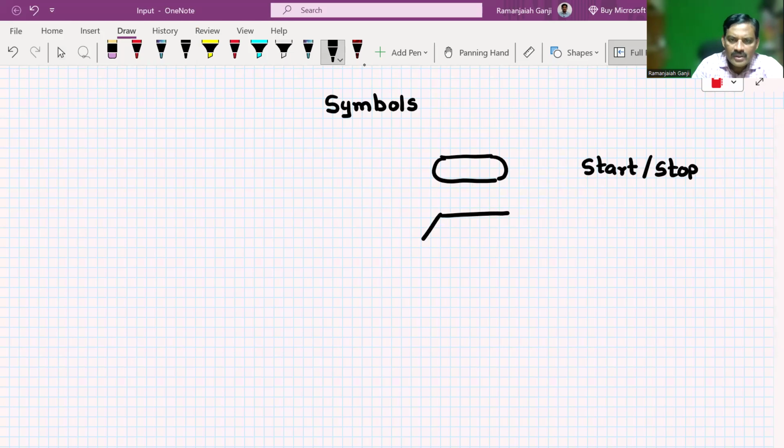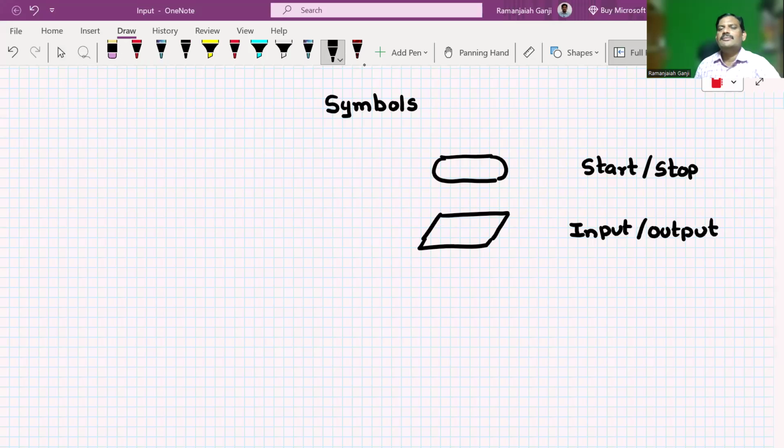Parallelogram can be used for either reading input or presenting output. So for every flowchart, what we require? Start, stop, input, output.